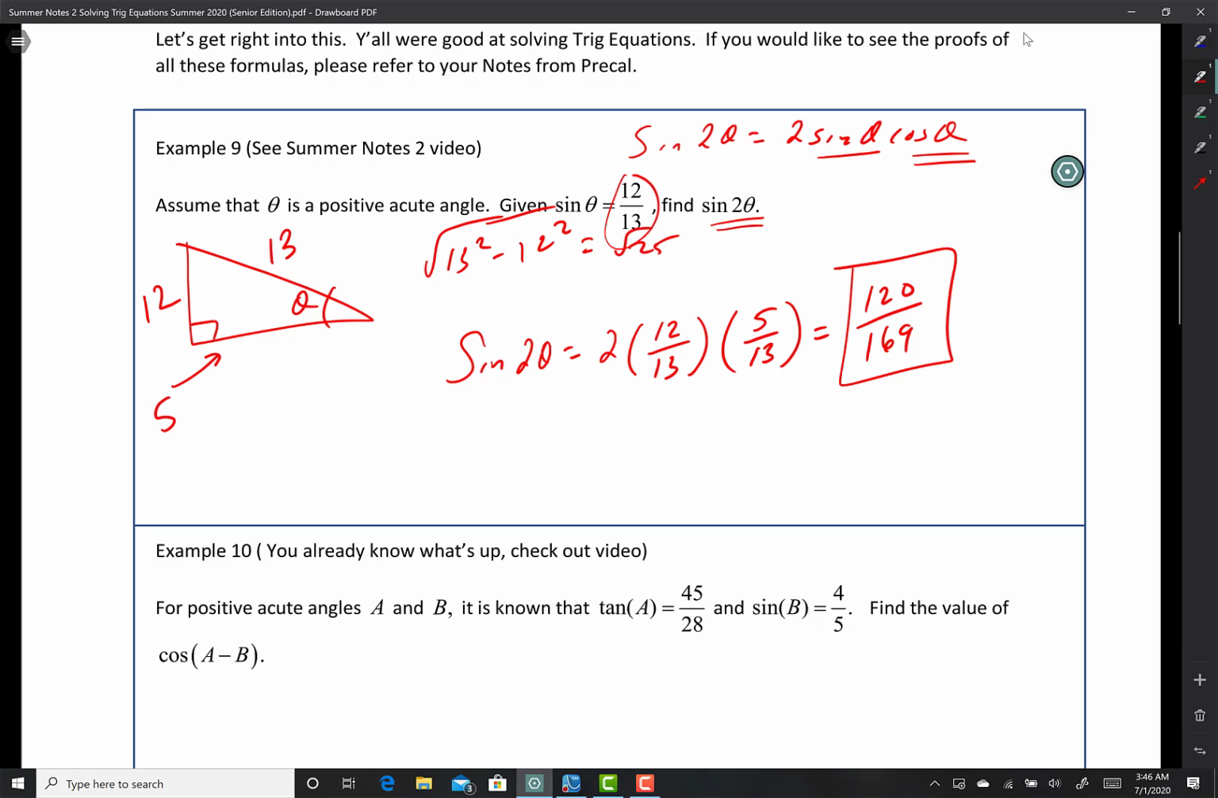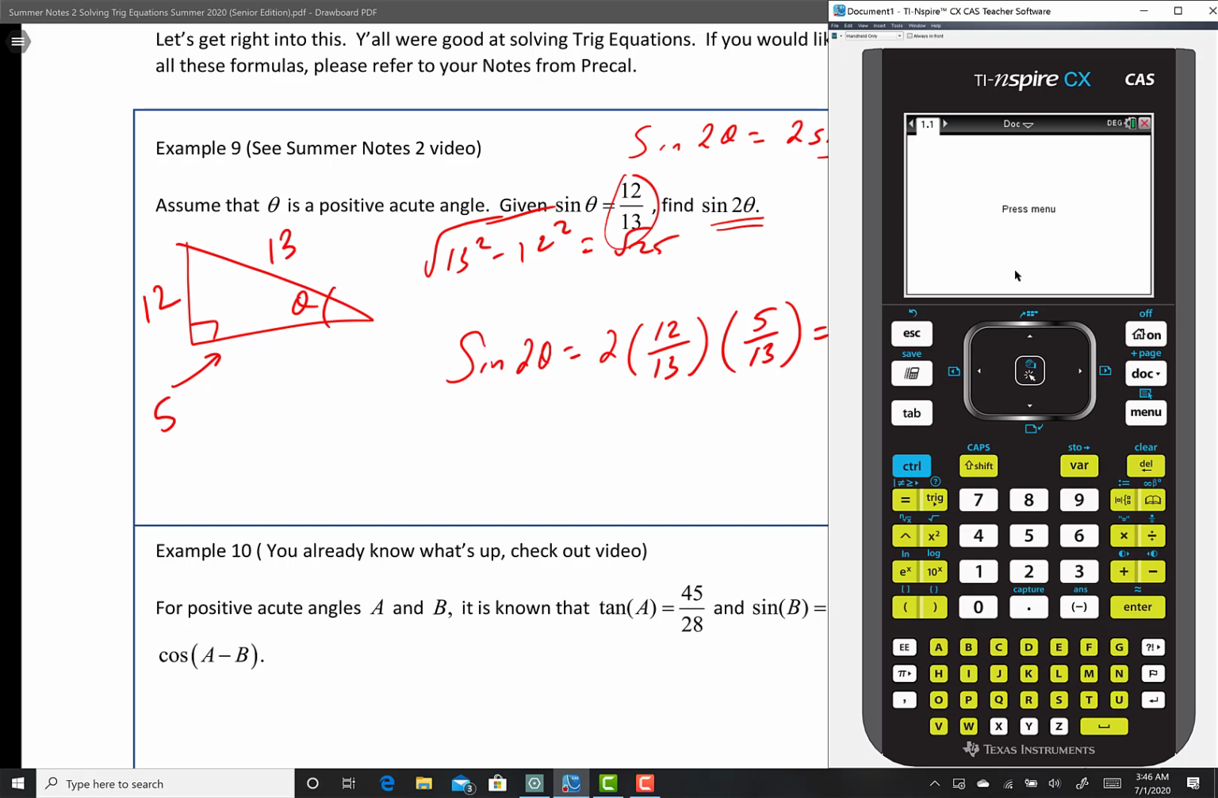So for example, I have my little calculator right here. Let's see what 120 over 169 is. Press menu, add calculator. 120 over 169. Let's see what that is in decimal. 0.071006. Oh, that's not right. That's a good way to start. I'm just going to go one time through this, guys, and if I make mistakes, I make mistakes. And there it is. So 0.710059.